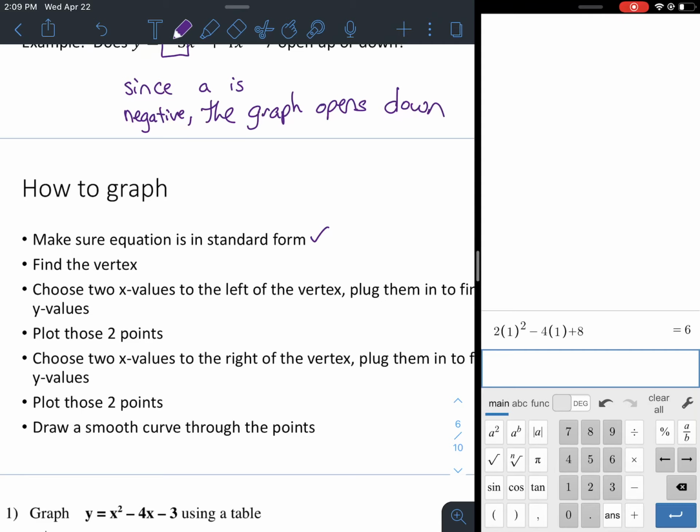Next thing we want to do, we find the vertex. We talked about that a couple slides ago. That's where we find the x value first using negative b over 2a, then plug that x value back into the equation to find y.